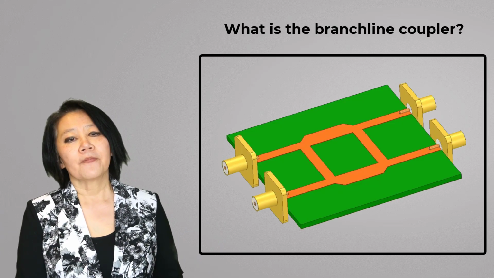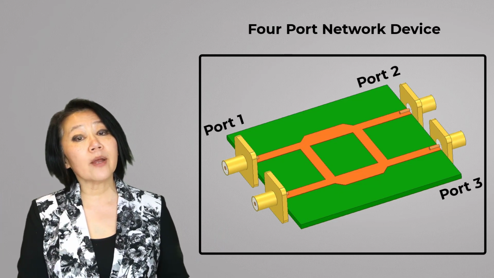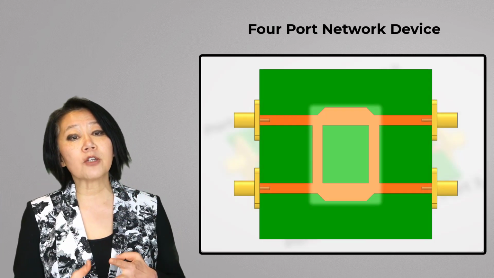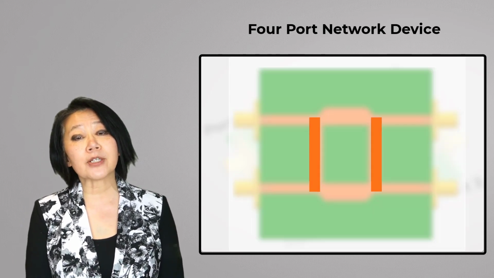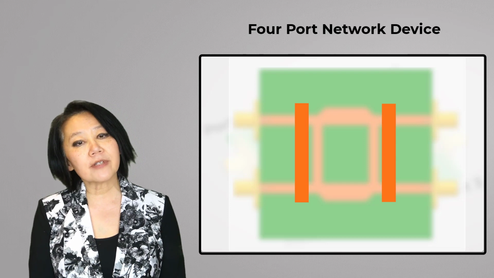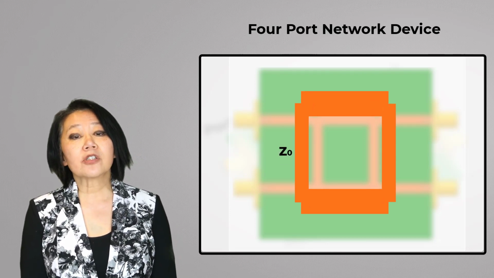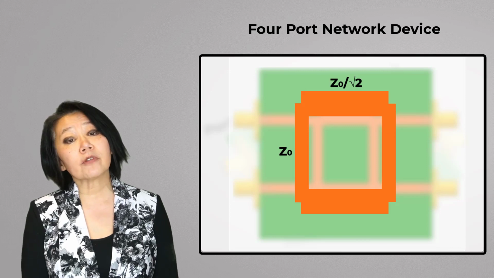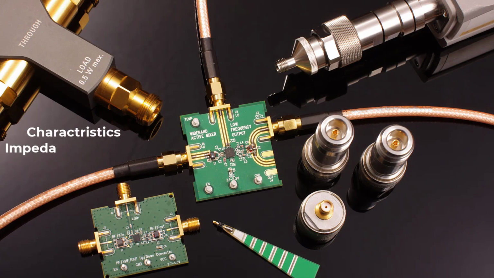So let's start with, what is the Branchline coupler? The Branchline Quadrature hybrid is a four-port network device and it consists of four microstrip lines. Typically, a single-section branch line coupler has two lines with a characteristic impedance of Z0, and the other two branches have a characteristic impedance of Z0 over square root of 2 ohms. And in microwave circuits, 50 ohms is widely used as the characteristic impedance.